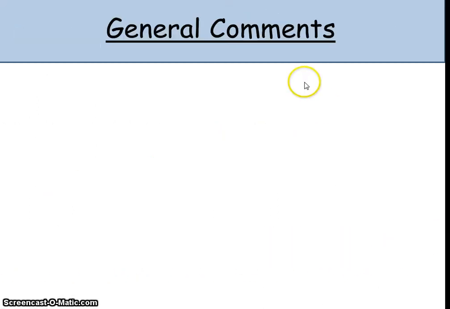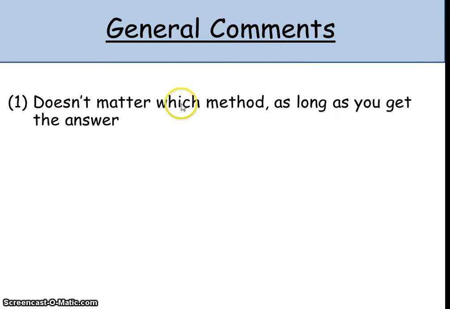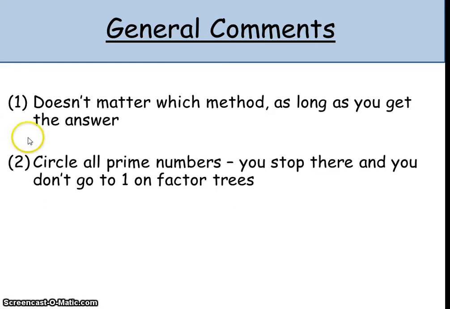Now general comments. The very first thing is it doesn't matter which method you do as long as you get the answer. So don't stick to one method. You can always get the answer with a different method. The second one is this: if you're going for method 2, circle the prime numbers, you stop there, and you don't go on to the ones on the factor trees.